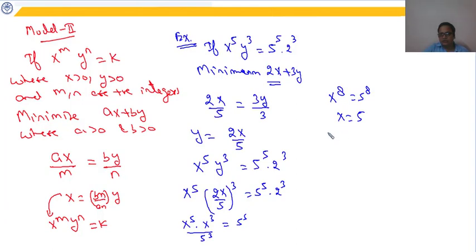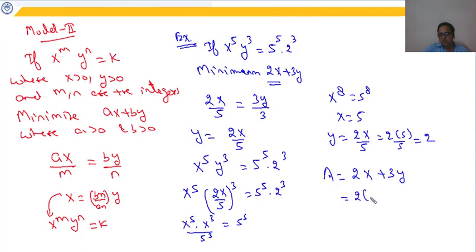Now when x is equal to 5, I can simply find the value of y as 2x upon 5, that is 2 into 5 upon 5, so the value of y is 2. So the minimum value of the expression 2x plus 3y is 2 into 5 plus 3 into 2, that is 10 plus 6, which is 16. This is what I explained here.